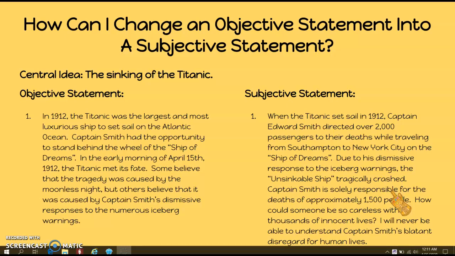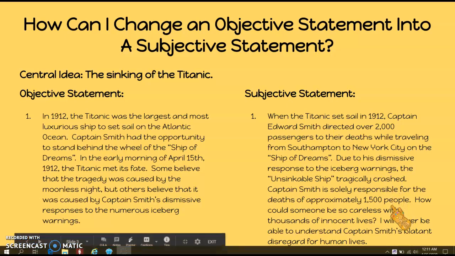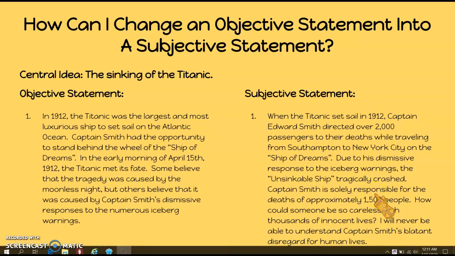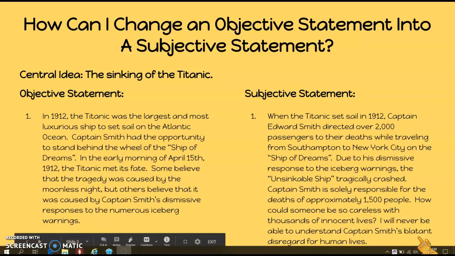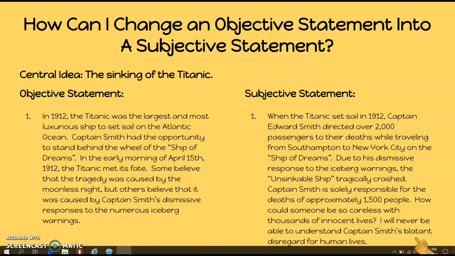Solely responsible, meaning that it was only Captain Smith's fault and nobody else's responsibility, or that nobody else was responsible for all of those deaths. And then I have blatant disregard for human lives. So that's kind of saying that Captain Smith wasn't even concerned about human life.